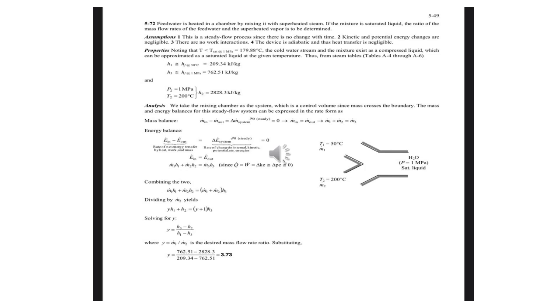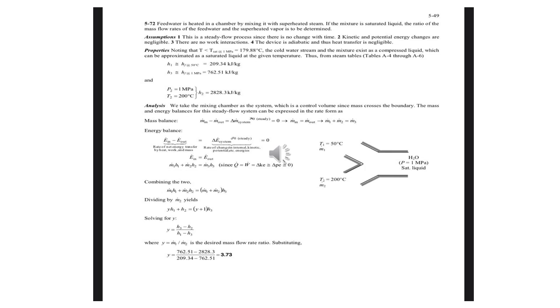Substitute the known values using the initial values H1, H2, H3 into the formula Y equals H3 minus H2 over H1 minus H3. We get Y equals negative 2065.79 over negative 553.17, so Y equals 3.73.